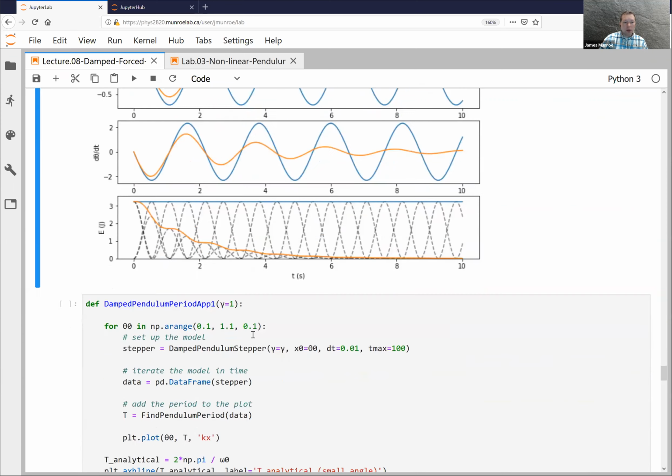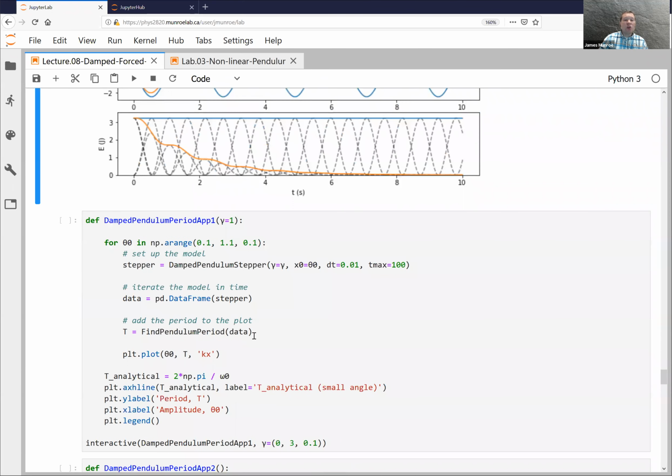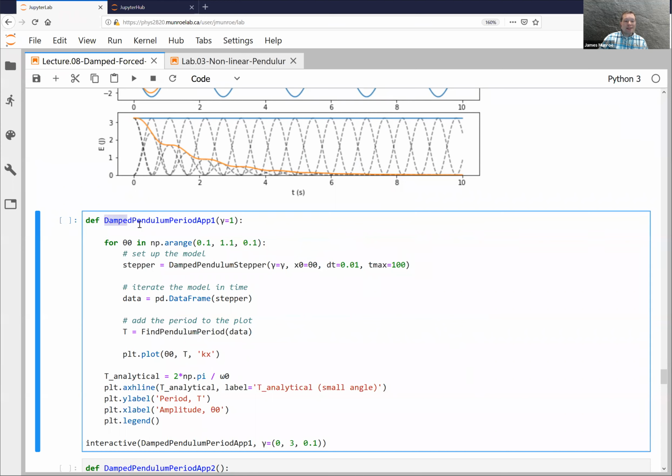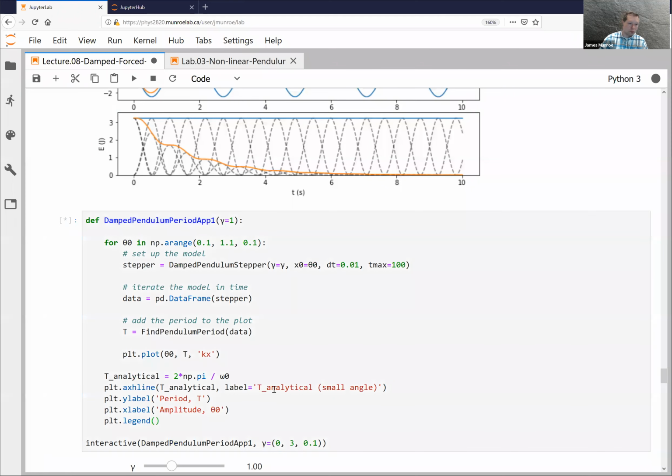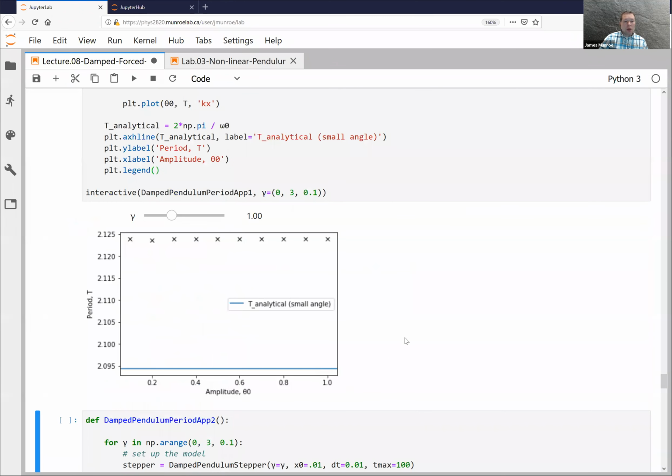So let's write ourselves a brand new application that explores what a damped pendulum period would be, exactly the way we did before. As before, it's a loop: go through a whole bunch of different initial positions, call my damped stepper, take a look at what you get, a bunch of x's, and then plot the analytical solution for reference. Okay, that's sort of interesting.